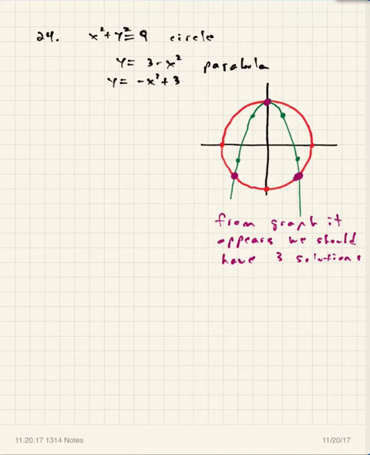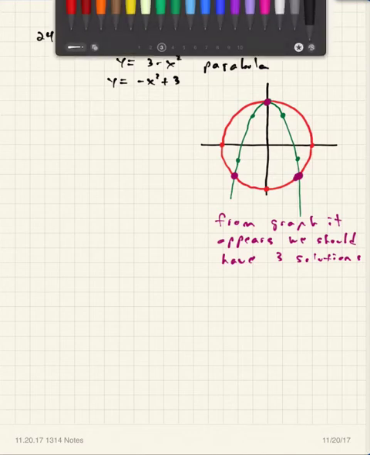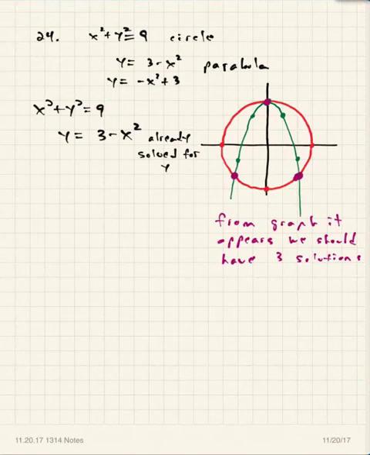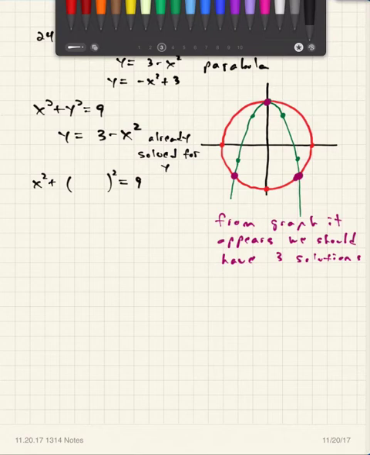All right, so we're going to use substitution to solve this system. So let me write the system down again. You have x squared plus y squared equals 9, and you have y equals 3 minus x squared. Now notice that this second equation is already solved for y. So that's good. So we can substitute into the other equation. What I want you to notice is what happens here. We have x squared plus y squared equals 9, but in place of y, we put 3 minus x squared.